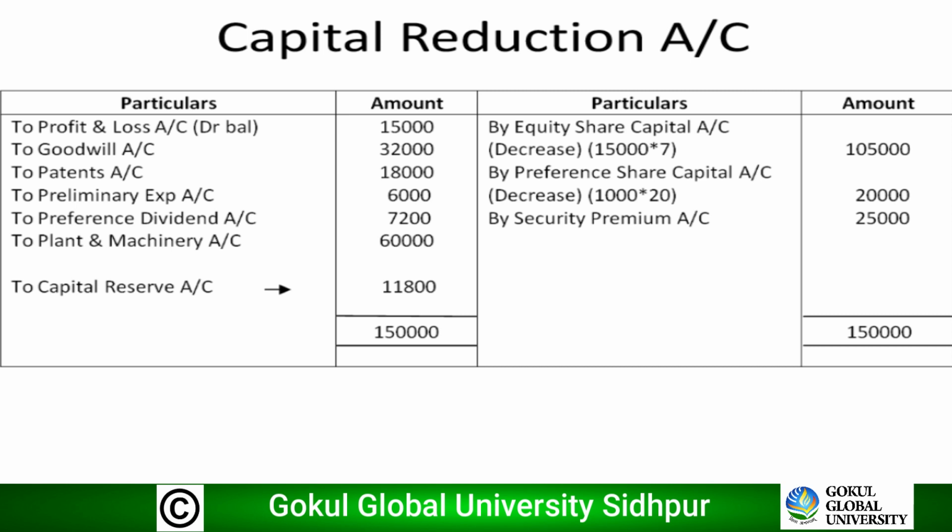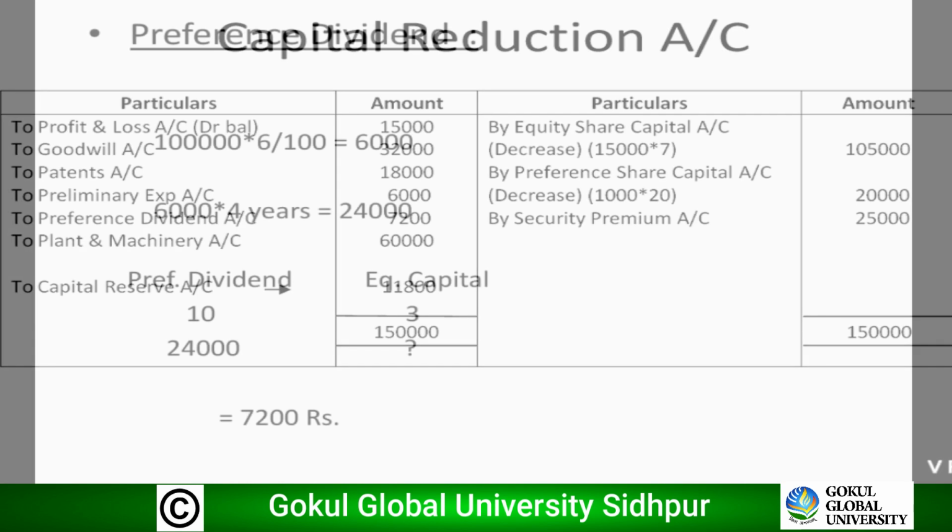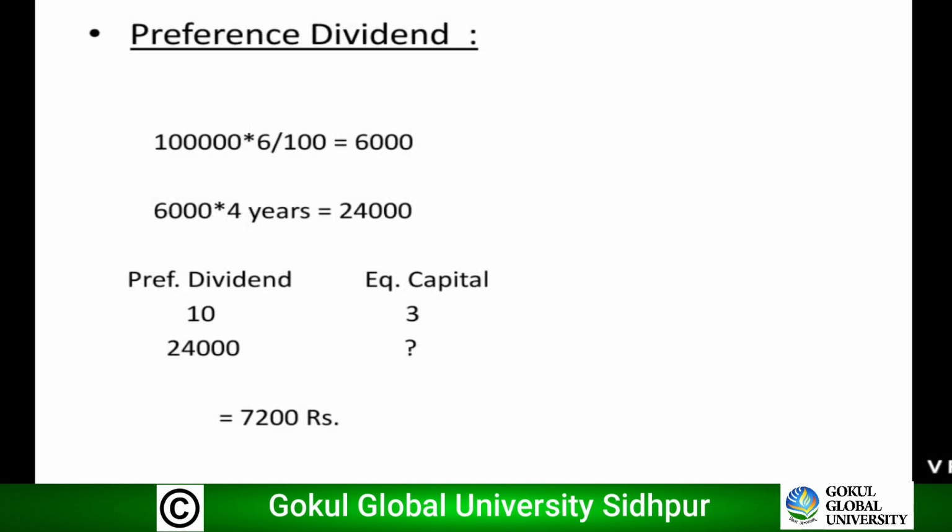These all 4 entries are fictitious assets and intangible assets. So it will be written off or debited to capital reduction account. Next, to preference dividend account rupees 7,200. See the calculation of preference dividend. 1 lakh preference capital into 6% is equal to 6,000.